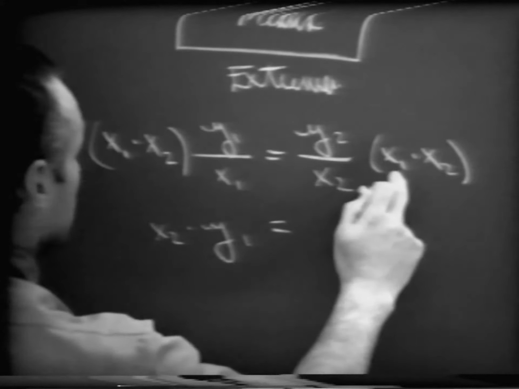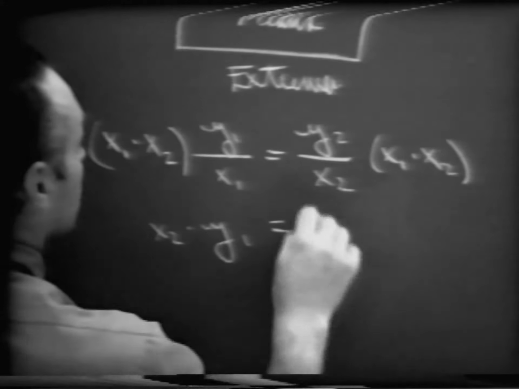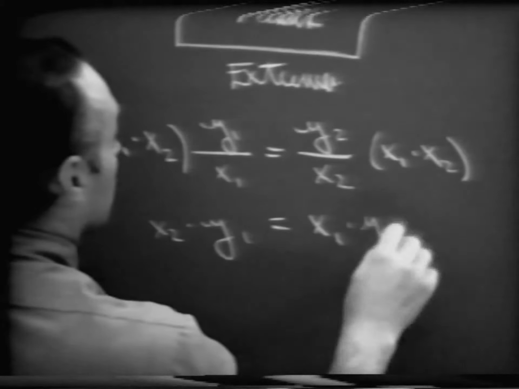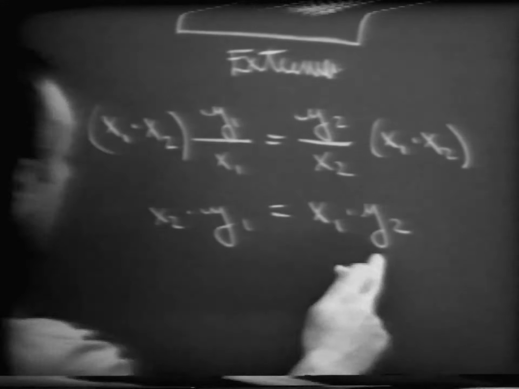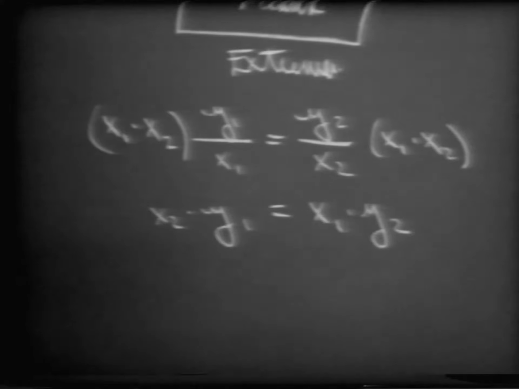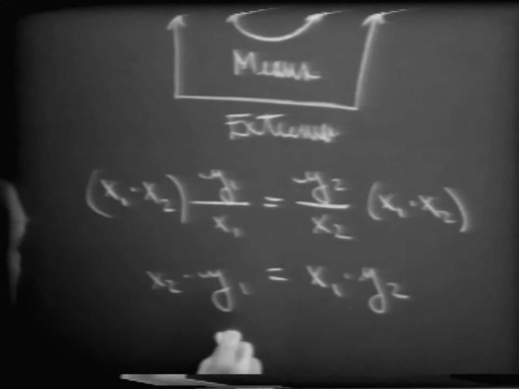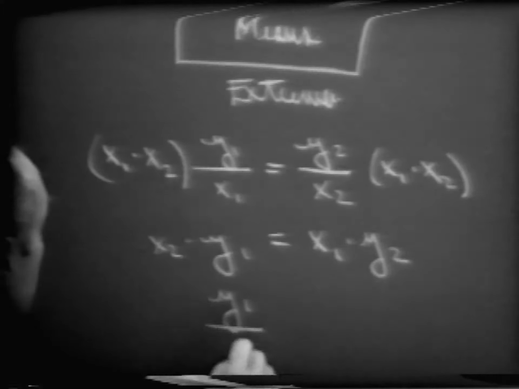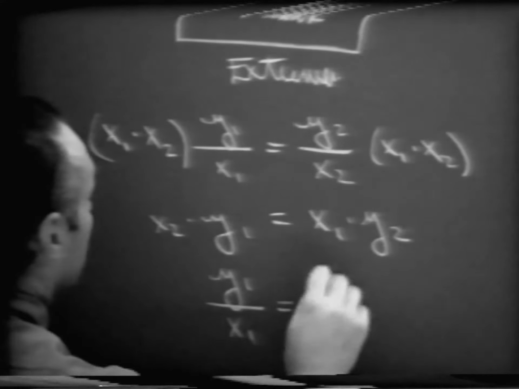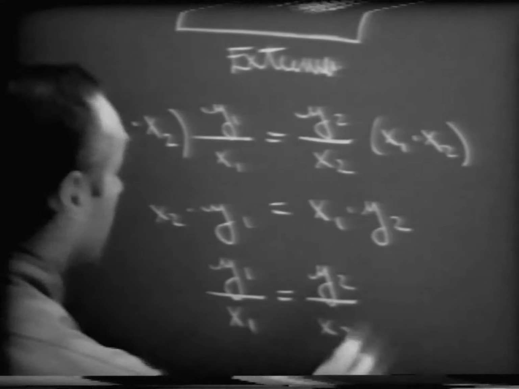But let me write this element first, in which you have x sub 1 times y sub 2. Is that right? Now, let's come back and write down this ratio again, in which we have y sub 1 is to x sub 1 as y sub 2 is to x sub 2.